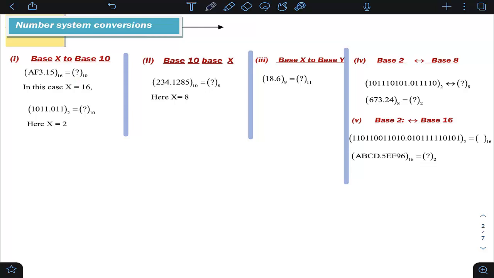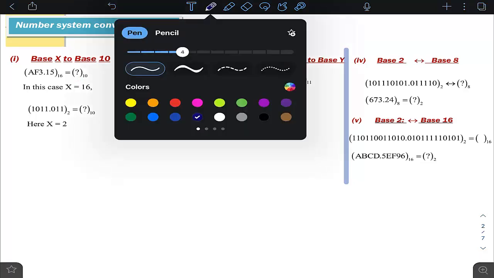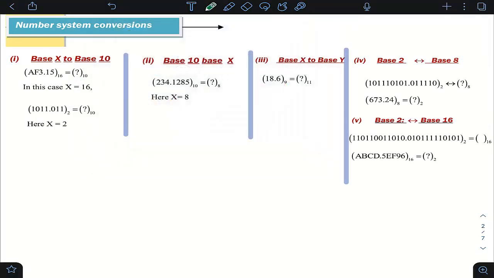Remember, students, whenever you have base x to base 10, you just remember one simple keyword. This kind of problem can be solved using polynomial expansion. So just remember this term, polynomial expansion. Here, the number AF3.15 is in base 16. I want to know what its equivalent decimal is.